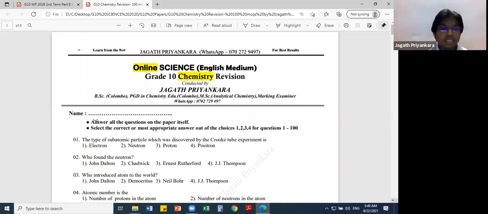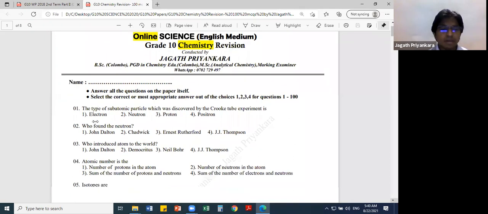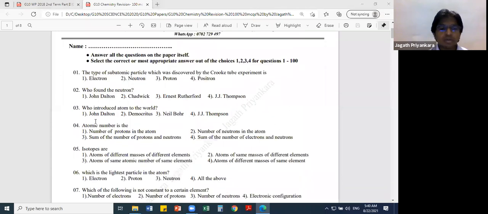Some students raised a question again about question number 3: who introduced the term atom to the world? That is actually not John Dalton. John Dalton gave the atomic theory, but it was Democritus, the Greek philosopher. Atomos is a Greek word meaning indivisible. So the answer is no doubt the second one, Democritus, because I have taught A-level chemistry for more than 20 years, so it won't change.